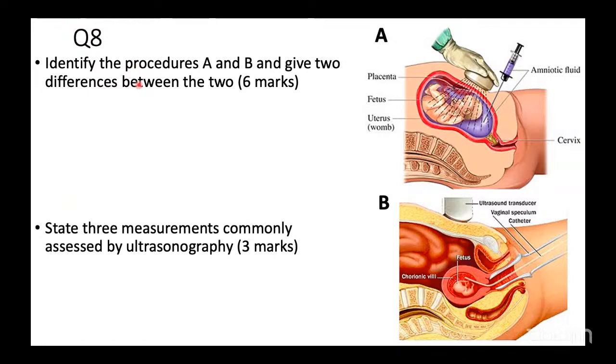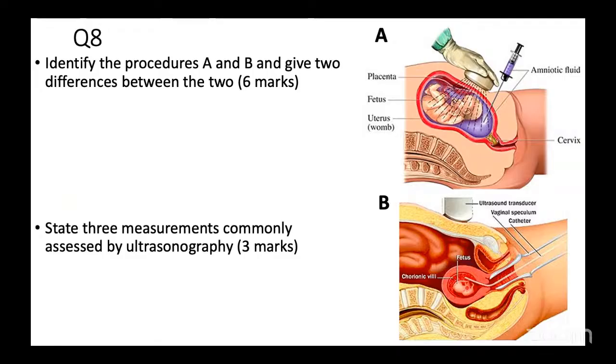Okay, so identify the procedures A and B, give two differences between the two. So A, you can see the needle and the syringe are inserted into the amniotic sac to collect amniotic fluid. So this is the procedure we call amniocentesis, all right? So you're collecting amniotic fluid to assess for various things, which we'll look at.